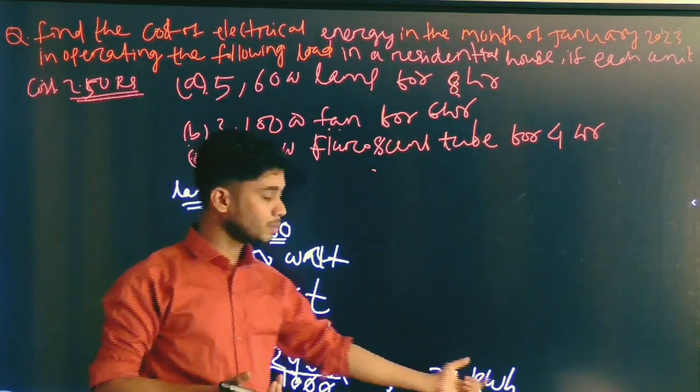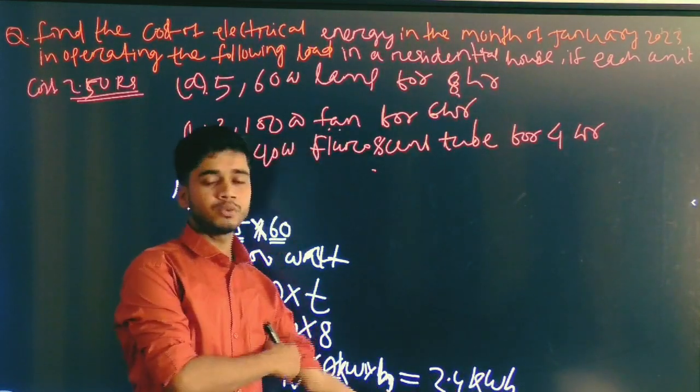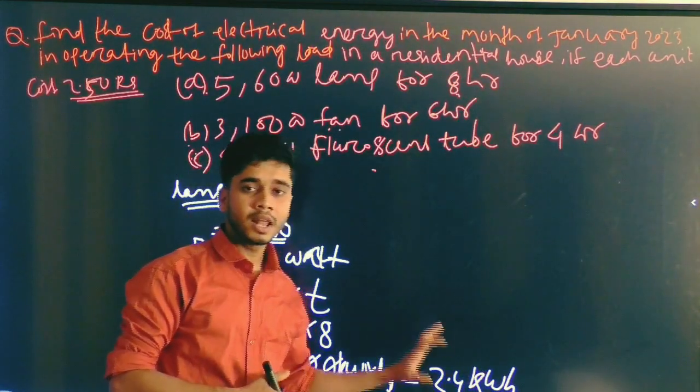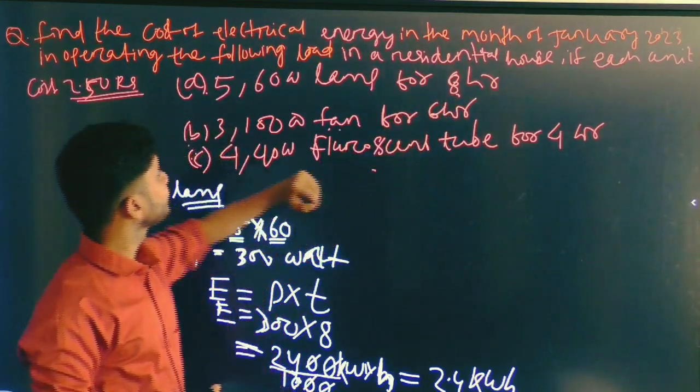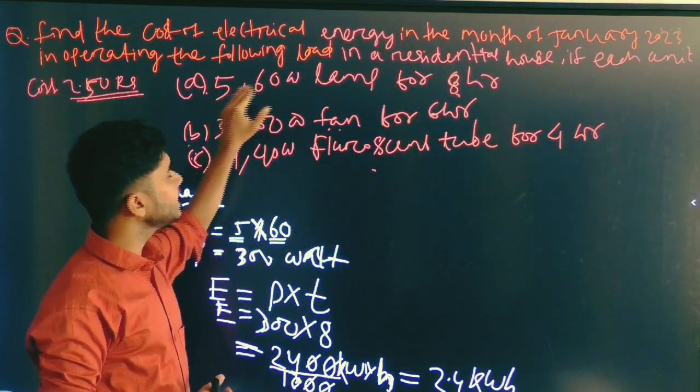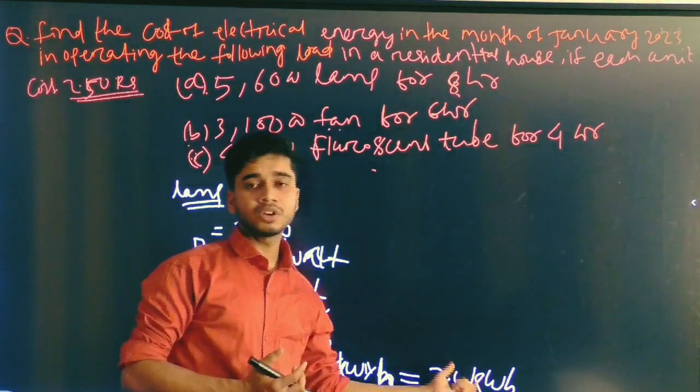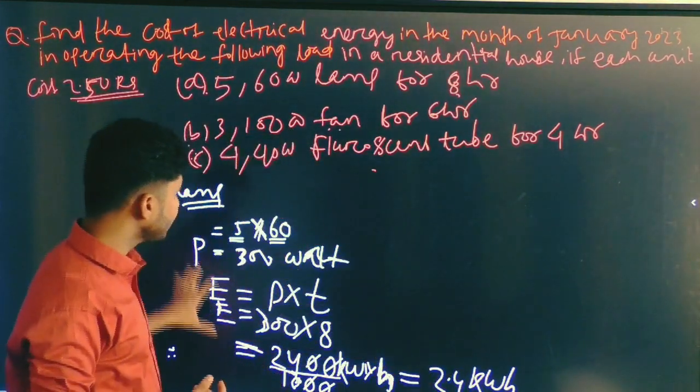That's why it is expressed in terms of kilowatt hour and the value is 2.4. This is the amount of energy required by the lamp load in 1 day. If the lamps are connected for a period of 8 hours and there are 5 lamps and each lamp is 60 watt, then this is the amount of energy consumed by the lamps. So this calculation is done for the lamp load.